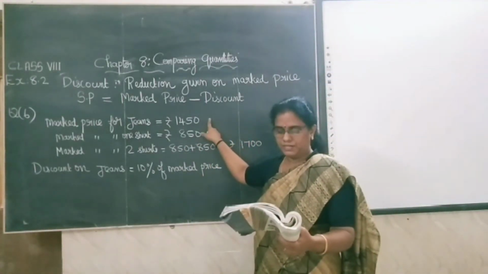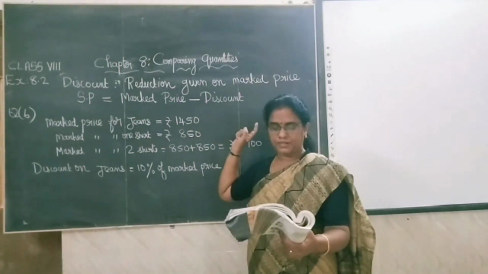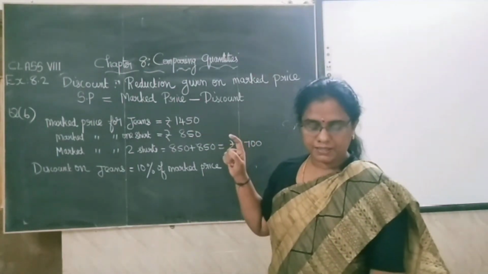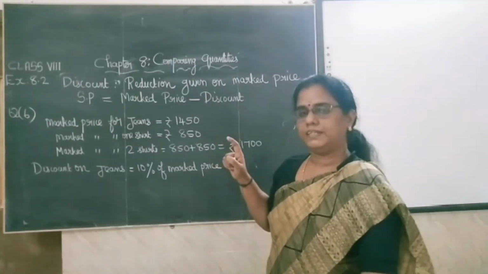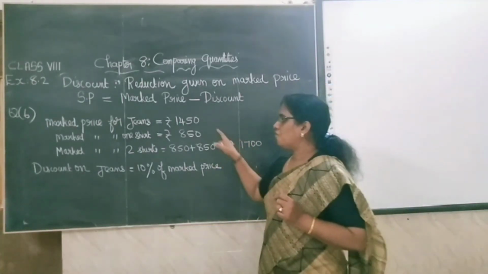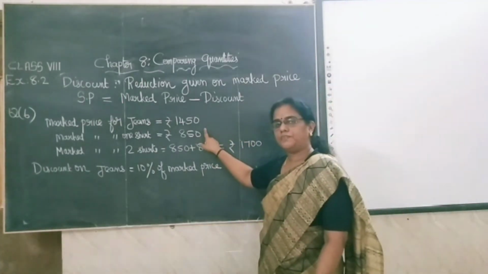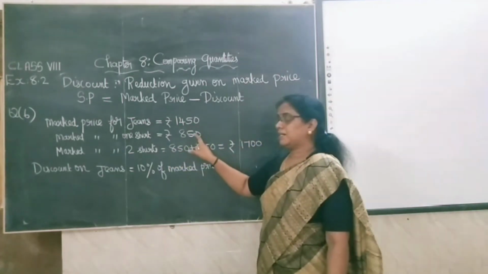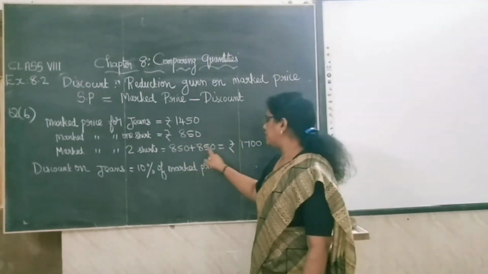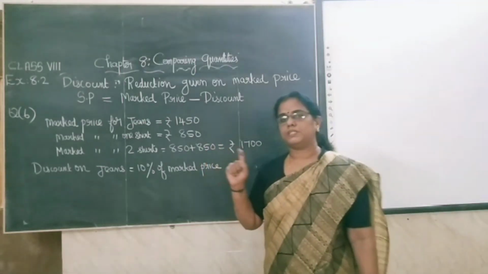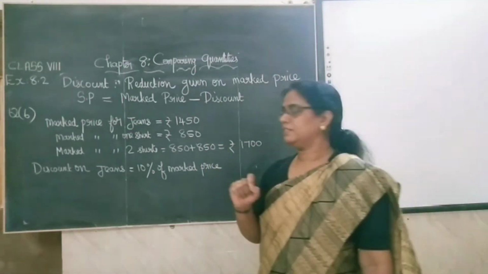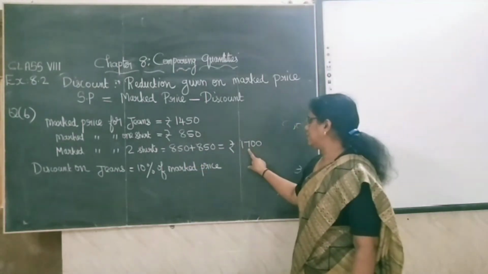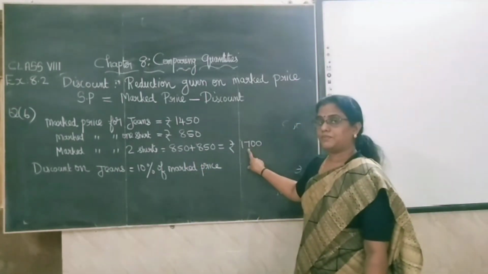1,450. Marked price of jeans is 1,450 and 2 shirts marked at rupees 850 each. That means one shirt is rupees 850. So for 2 shirts, the marked price is 850 plus 850. When you add 850 plus 850, you will get 1,700.